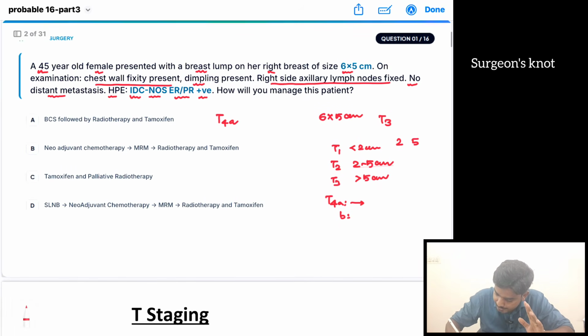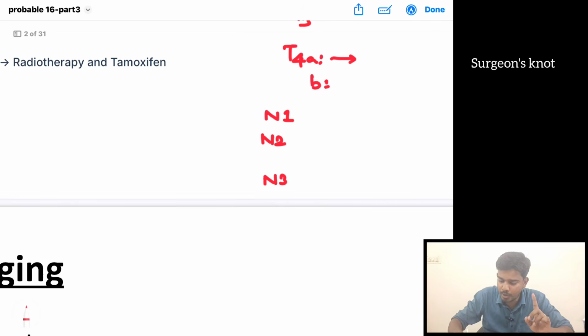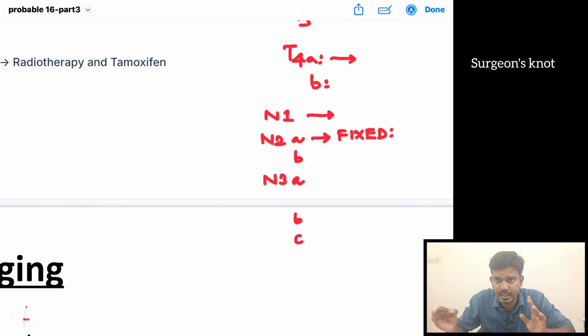Then we have to go for N staging. For N staging, here the right side axillary lymph node is fixed. N staging we have N1, N2 and N3. N2 we have N2A and N2B. N3 we have N3A, N3B and N3C. N1 is same side, ipsilateral mobile axillary lymph nodes are involved. In N2A we have fixed axillary lymph nodes. So in this question they have given fixed axillary lymph node involvement. If it is fixed, then it is N2A.